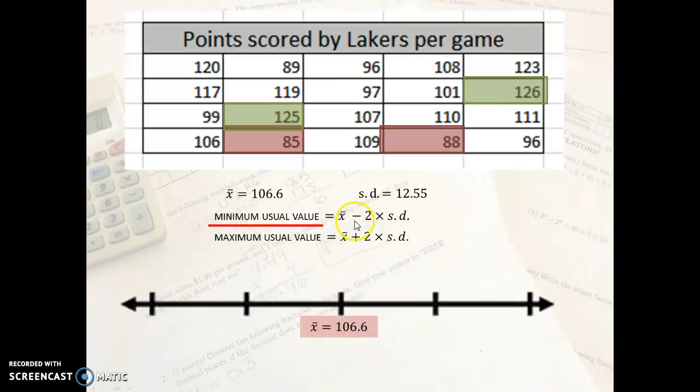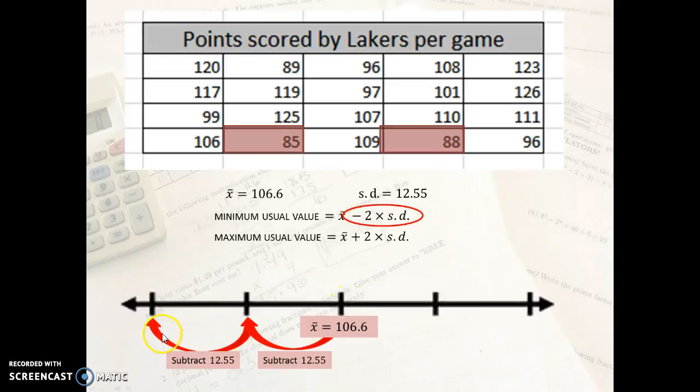What is this minus the minimum? Okay, I'm looking at these 85 and these 88s. Minimum means, well, look at that. I'm going down twice. How am I going down by? I'm going down by the standard deviation. So I go down twice by the standard deviation. Oh, that 12.55. So you see where that 12.55 shows up. It tells me starting from that mean, I go down twice. And how much do I go down? 12.55. That's a calculation. Let's go down once and get 94.